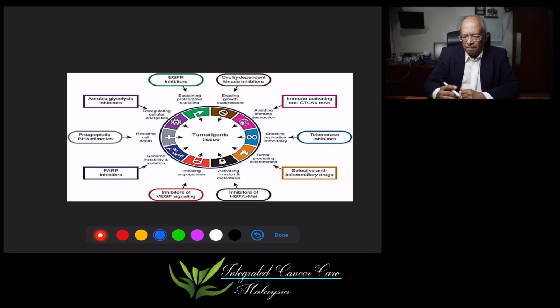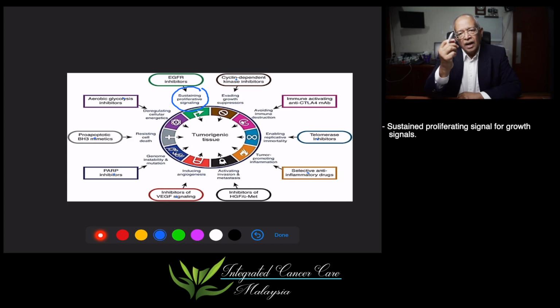For instance, there is sustained proliferating signal. All cells require growth signals to tell them, yes, okay, you should grow now. But at the same time, once a certain growth is achieved, just like we don't keep growing until we are 20 feet. We stop at a certain predetermined biological coordinate. Similarly, cells should switch off those growth signals.